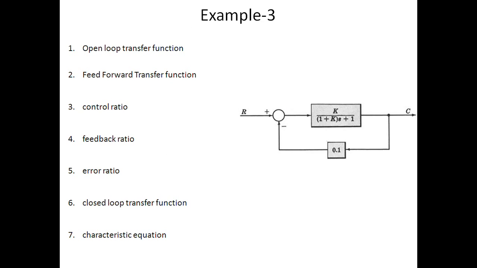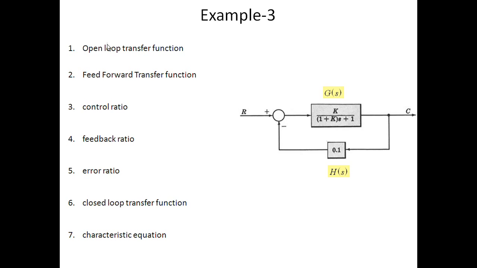Now the next example. Here, this is a negative sign, so a negative feedback loop is given, with K upon (1 plus K into (s plus 1)). So this is the forward gain and 0.1 is the feedback gain. So instead of taking this complicated forward gain, we can assume this is G(s) and 0.1 as H(s). So we will write each of the parameters in terms of G(s) and H(s).